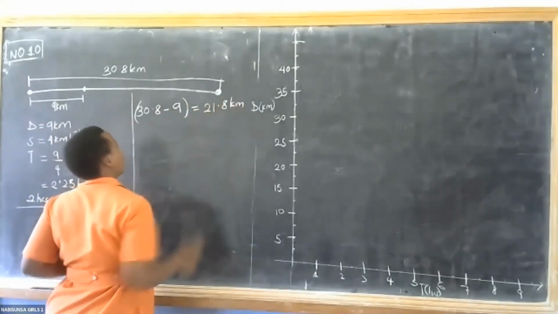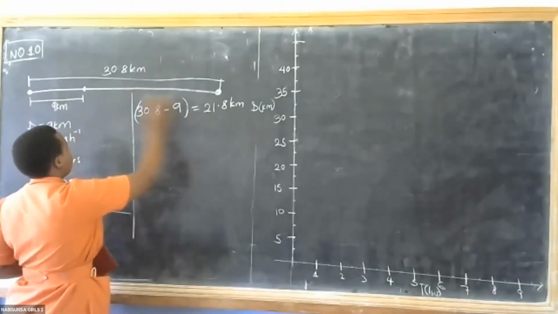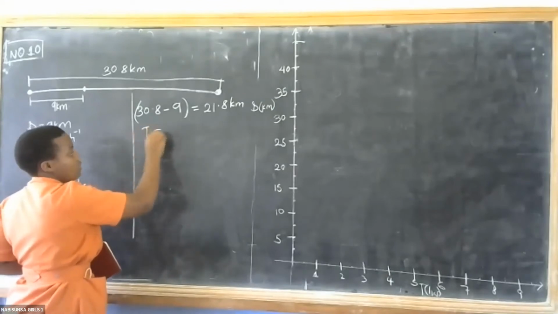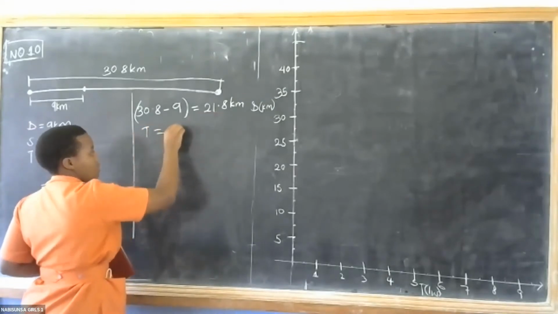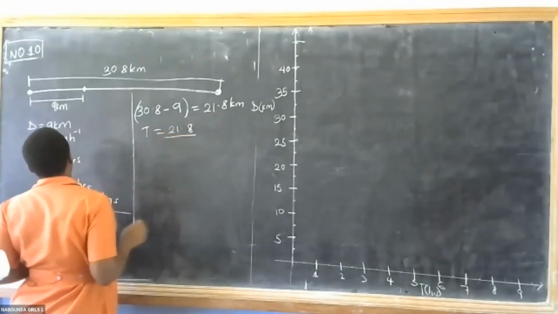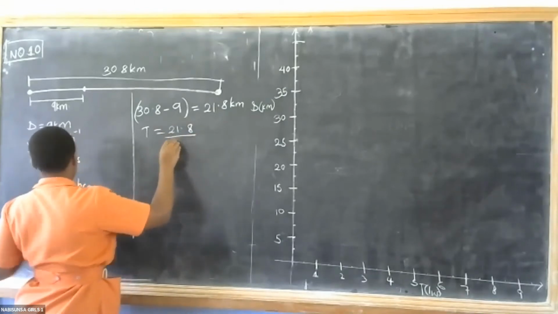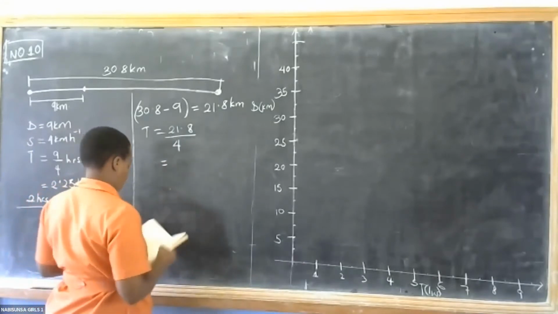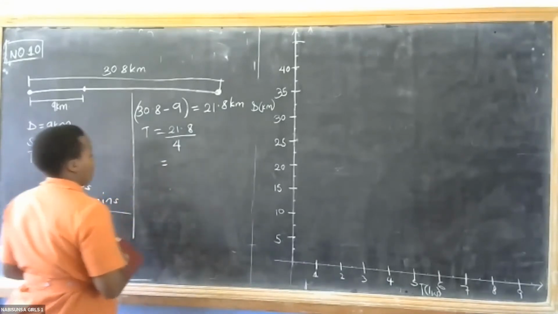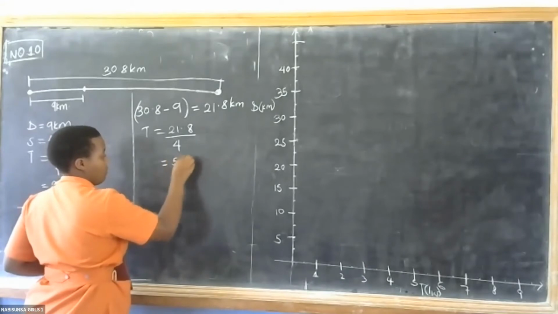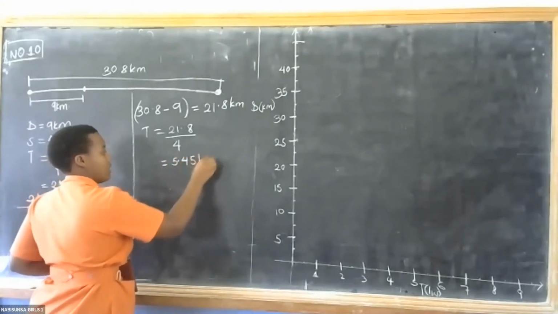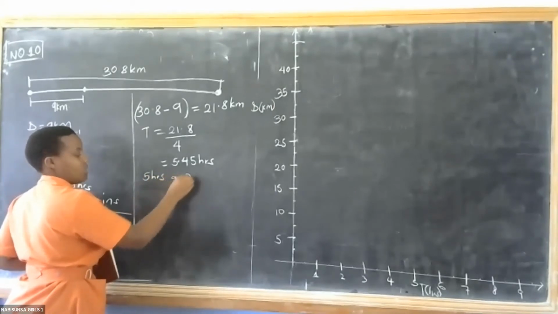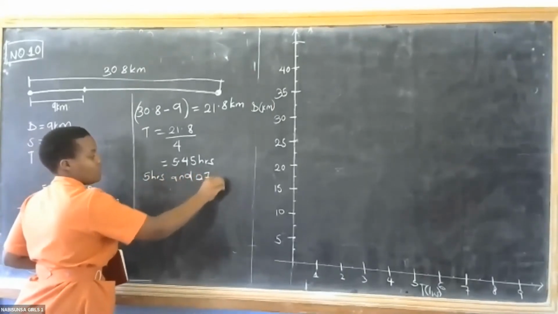Which is giving us 21.8 kilometers. So to find the time that he requires to move this remaining distance, we say time is equal to the distance, 21.8, divided by the speed, which is 4. So it's going to give us 5.45 hours. So this is 5 hours and 27 minutes.